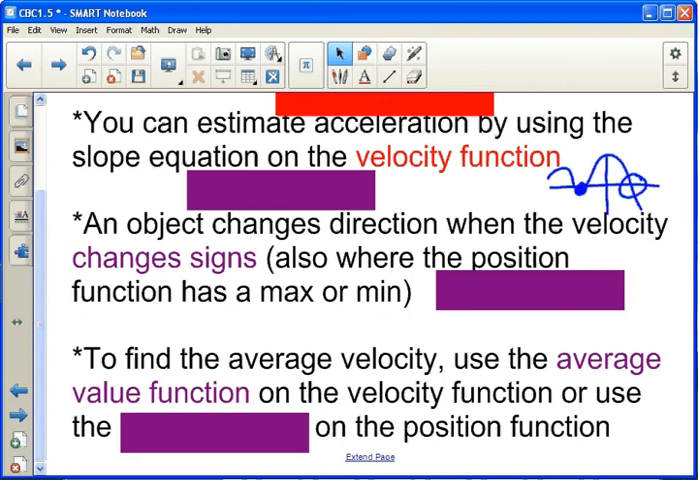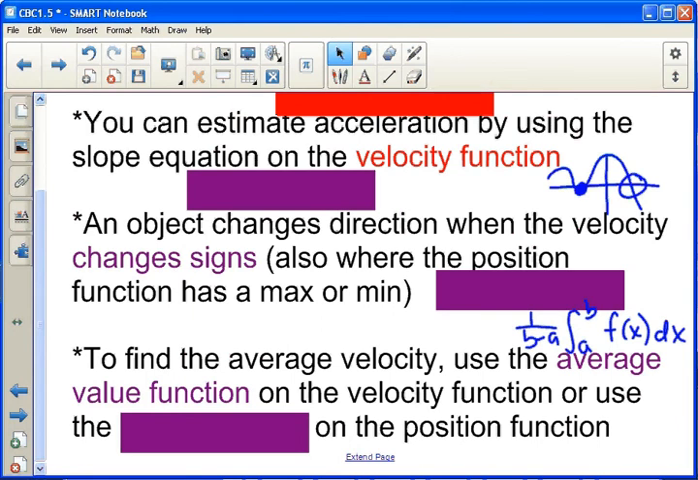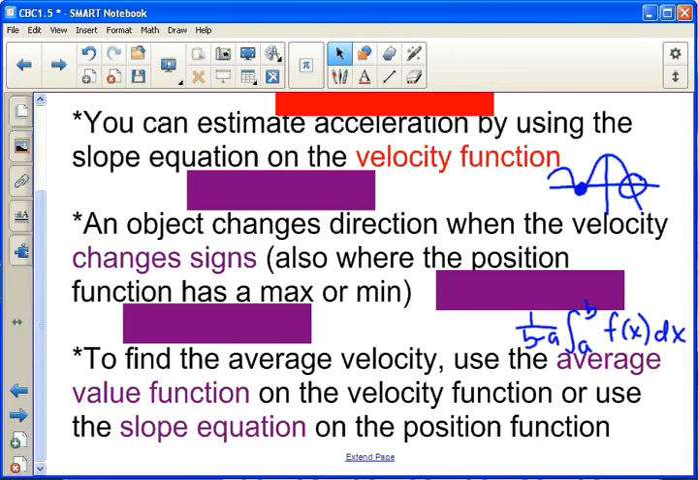Okay, and then to find the average velocity, you can either use the average value function on the velocity function. The average value is the one that looks like this, 1 over b minus a, integral from a to b of f of x dx. In this case it would be the velocity function you'd plug in for f of x. Or you can use the slope equation on the position function, which is also the way you can estimate velocity at a point. If you think about it, these are really the same thing.